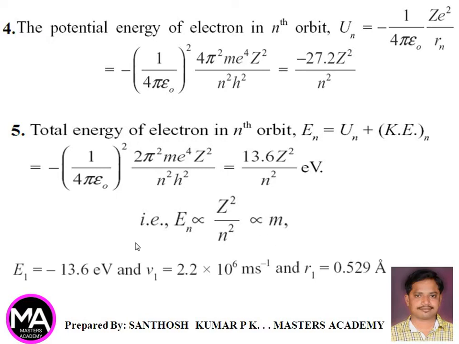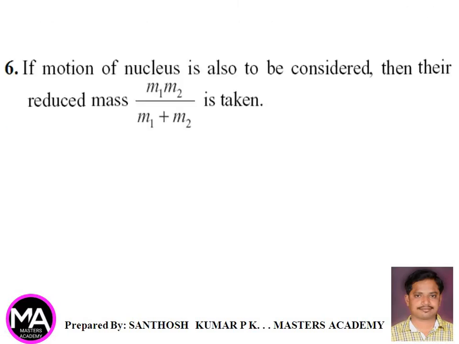Now for the first orbit, E1 energy is minus 13.6 electron volt. The velocity in the first orbit is 2.2 into 10 to the power of 6 meter per second, and the radius of the first orbit is 0.529 angstrom. Next, if motion of the nucleus is also to be considered, then the reduced mass is equal to m1 into m2 divided by m1 plus m2.